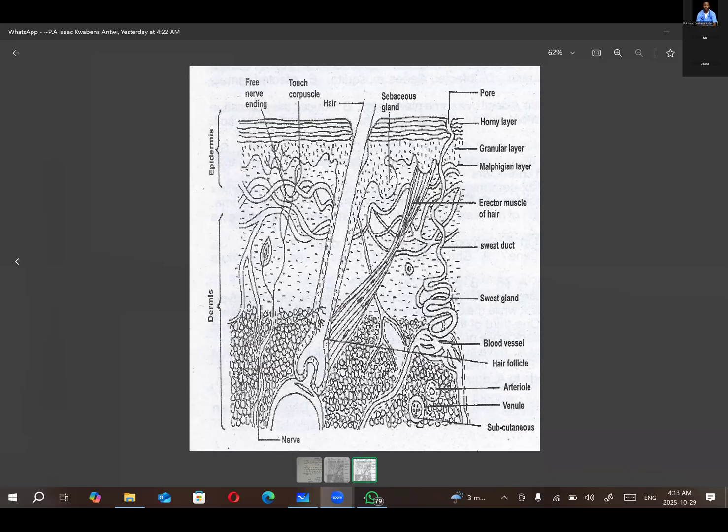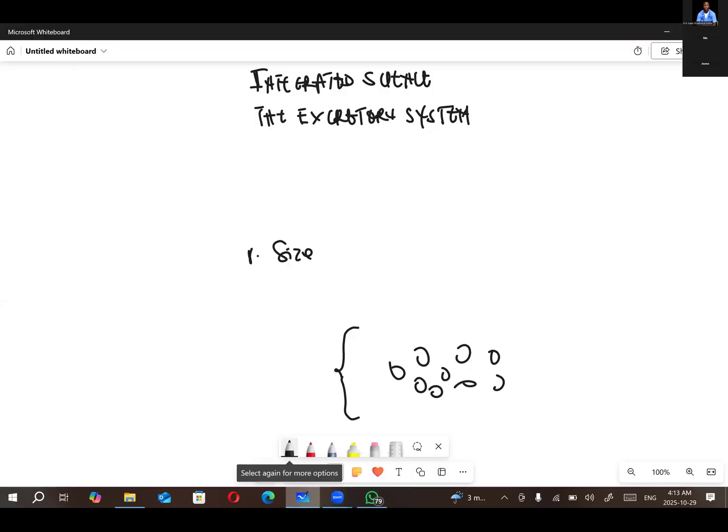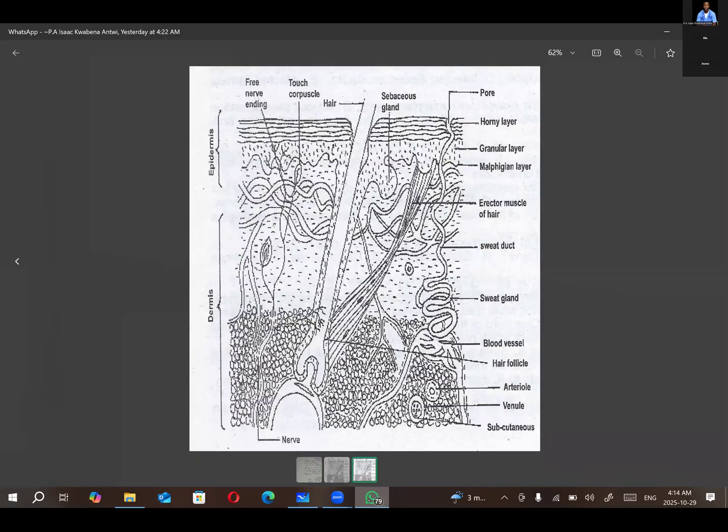Yes, sir. Usually that area is the hypodermis. In fact, those circles you see are called adipose fat. It's called adipose fat. Adipose is fat. So you can just write it somewhere. It's called adipose fat. So that's dedicated for the hypodermis.